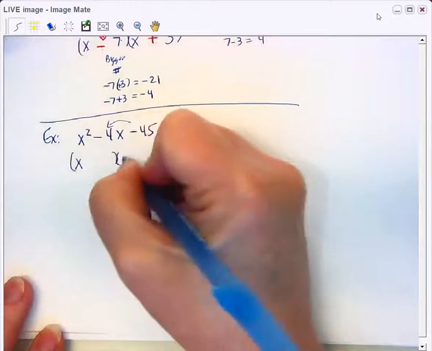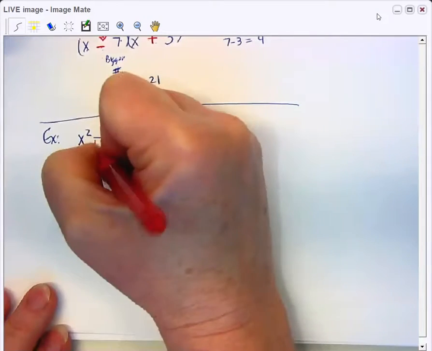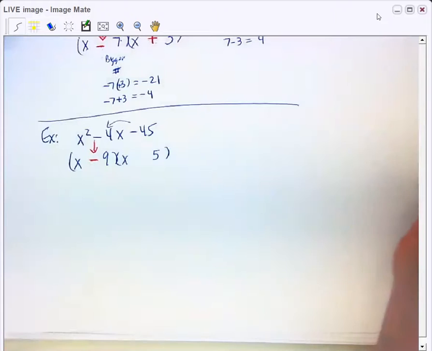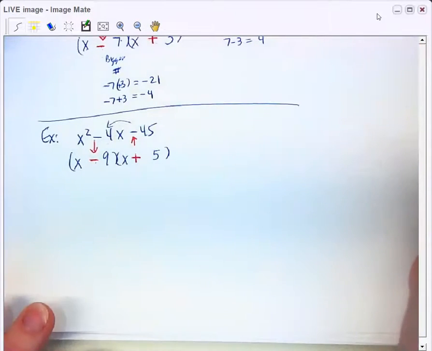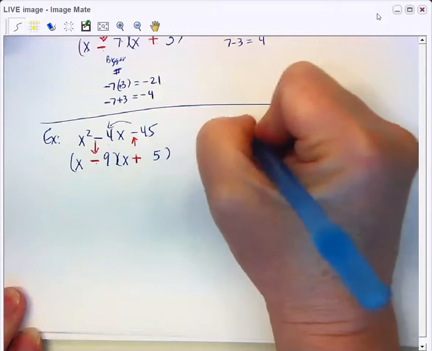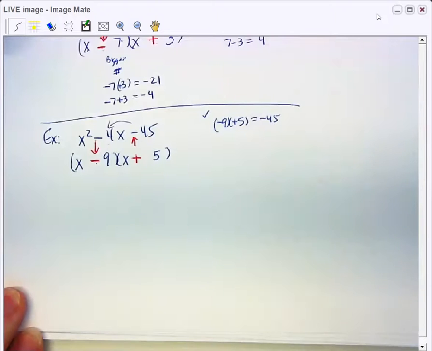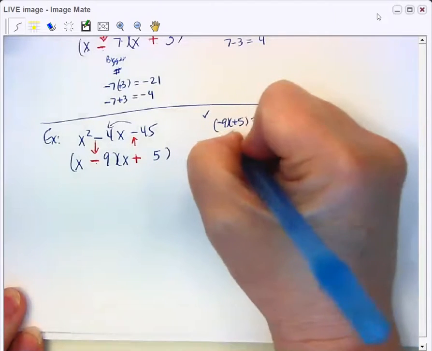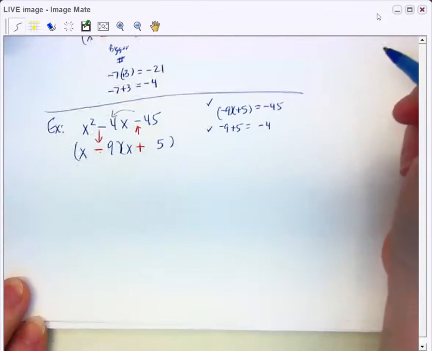Okay, so 9 and 5. So we're going to go x and x, 9 and 5. I'm going to bring down this front sign because the bigger sign wins. You know that whole subtract the two numbers and the bigger sign wins. Okay, and then a negative times a positive gives me negative. And you're done. That was it. So we know that negative 9 times positive 5 equals negative 45. This is kind of my check right here. But I do it in my head. And then a negative 9 plus 5 equals the negative 4. So we know we're good.